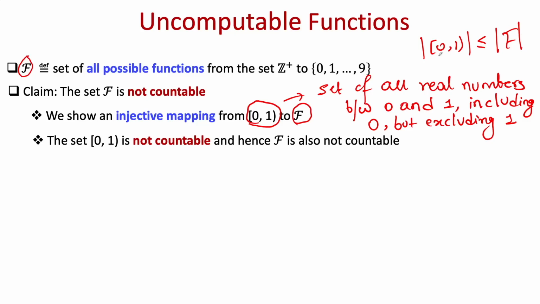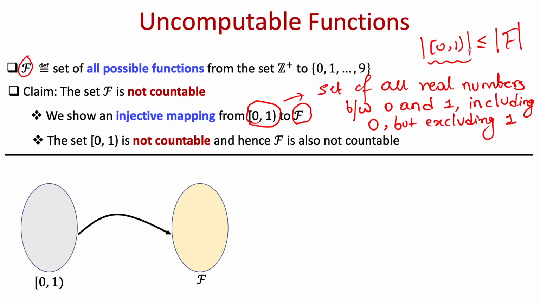Okay, and since this collection is uncountable, any set which has more cardinality than that collection also will be uncountable. Okay, so how do we show the existence of the injective mapping? The mapping is very simple. You take any real number x between 0 and 1, possibly including 0. Okay, so it will have a decimal representation. Let the digits in the decimal representation be d1, d2, d3, dn, and so on.